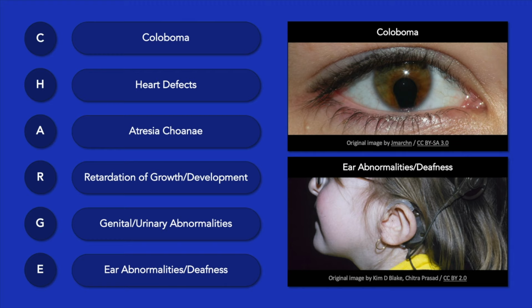E stands for ear abnormalities, of which a variety can occur, and deafness, which is usually sensorineural. Several other less common features, such as tracheoesophageal atresia, may also occur in addition to the aforementioned clinical features.